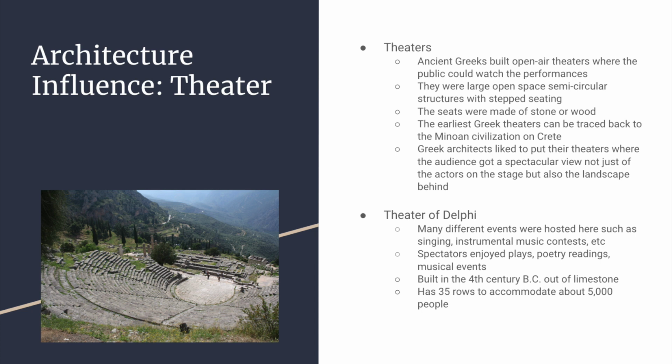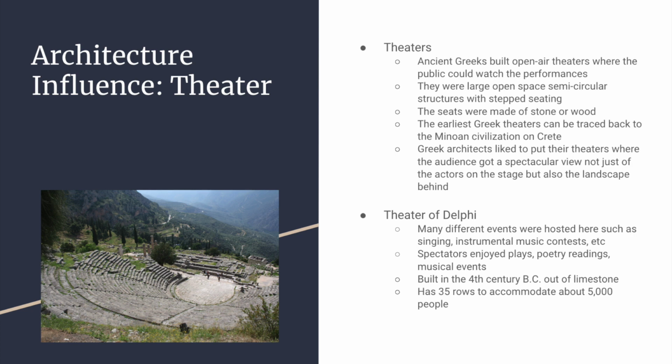The Theater of Delphi is one of the most iconic Greek theaters, I would say. It's near the Temple of Apollo in Delphi, and it was constructed in the 4th century out of limestone. This ancient theater had 35 rows of seating, and it could seat about 5,000 spectators.